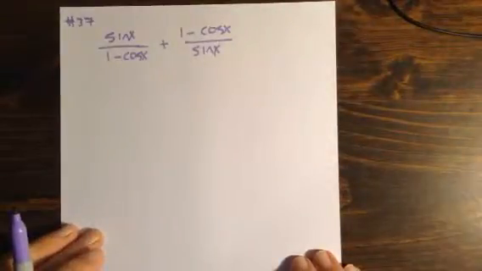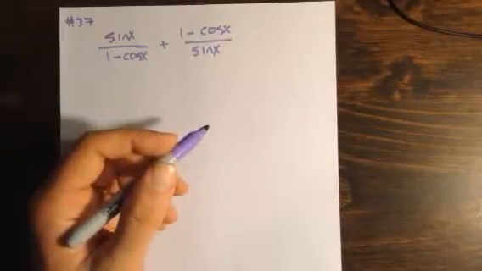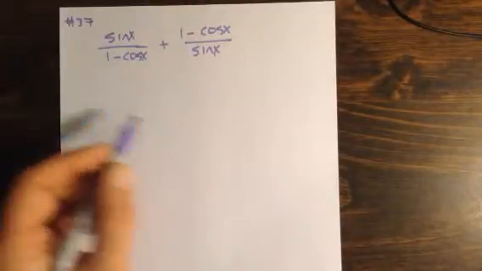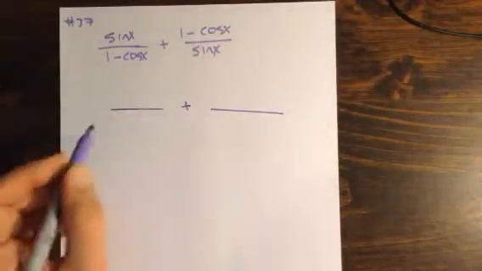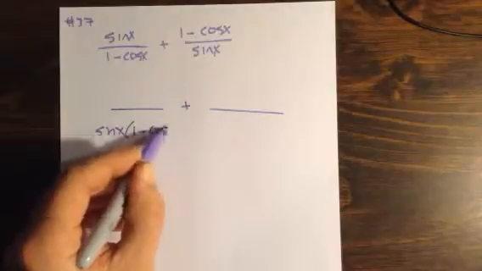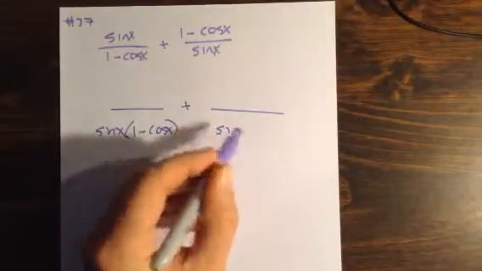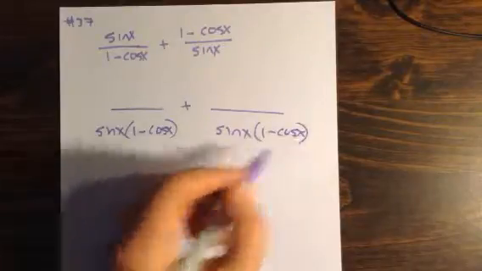Number 37. Okay, let's think for a second. This one's a little more work, but we can get through it here. We've got to find a common denominator still, but I'm going to write it. Tell you what, I'll separate it nicely for a second. I'm going to write sine of x times 1 minus cosine of x.